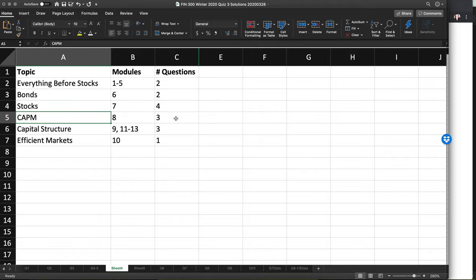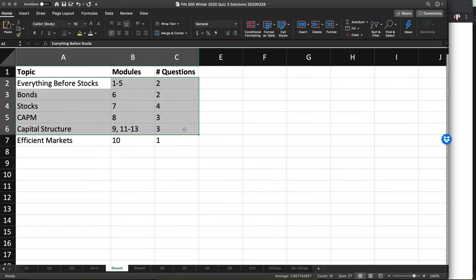You'll have CAPM, module 8, which is 3 questions, capital structure, which is modules 9 and 11 through 13, also 3 questions, and then a theory question on the efficient markets. And again, this one is going to be a theory question. All of these will be calculation questions.